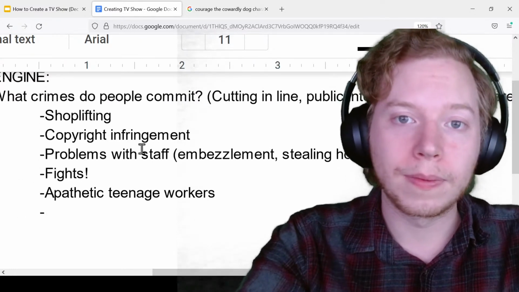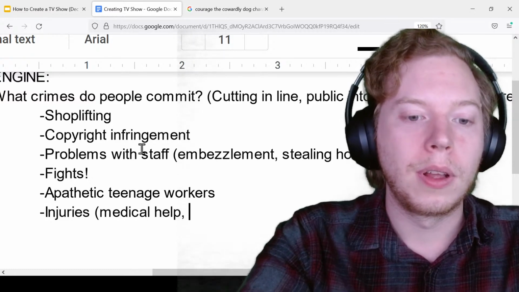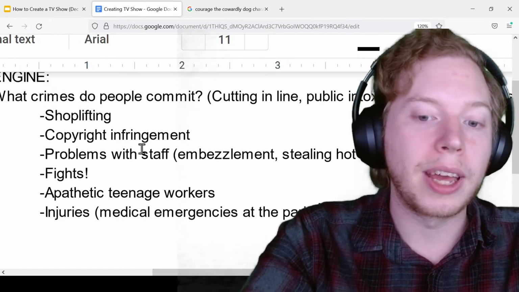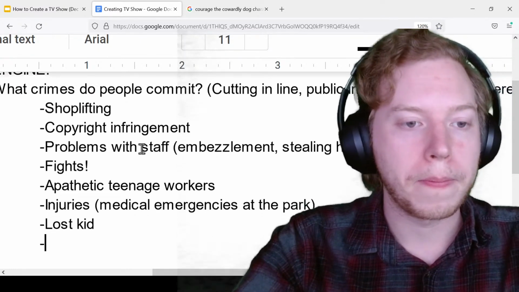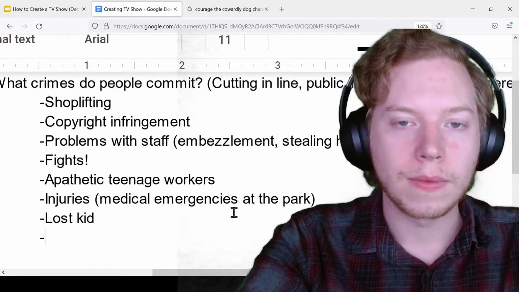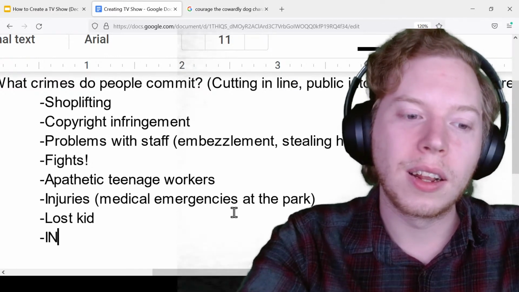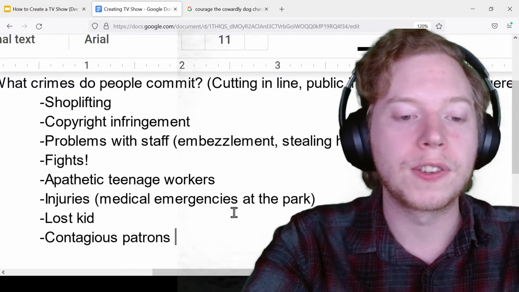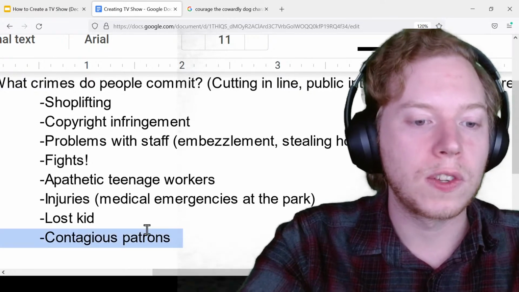Someone getting injured on a ride. Injuries, okay, some medical help. I'll just say medical emergencies at the park. What about a lost kid? What about COVID, some type of pandemic thing? Like not wearing a mask or whatever they're supposed to do. Sure, we could say contagious patrons, or yeah, I think that we could put that under health emergencies.